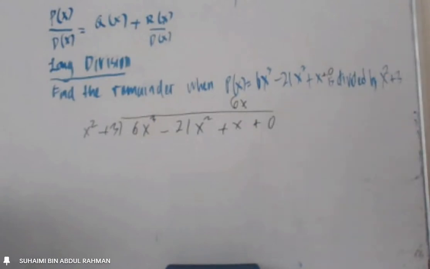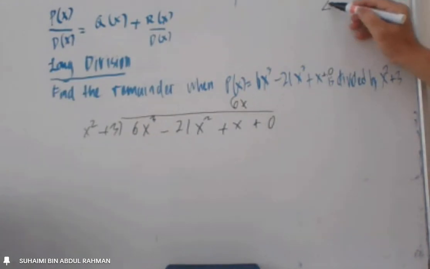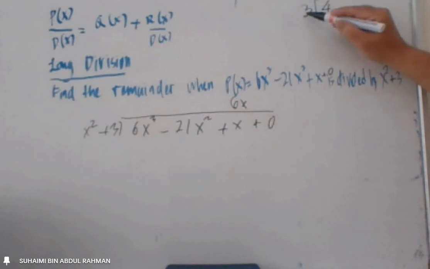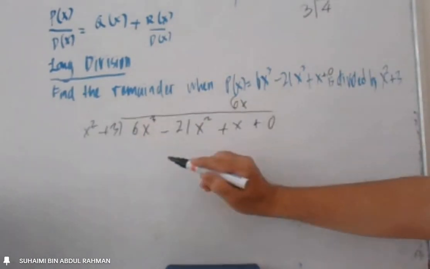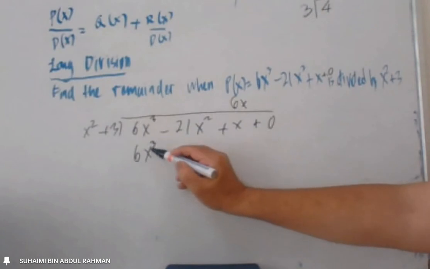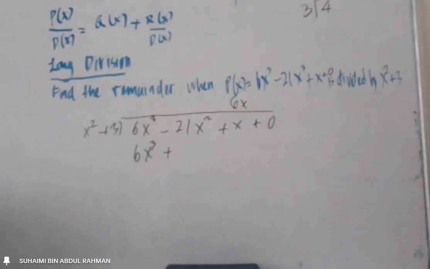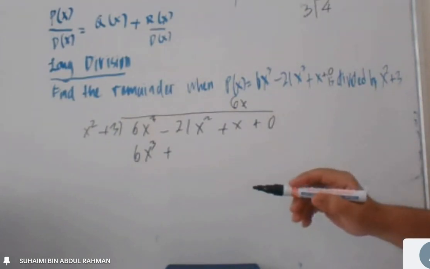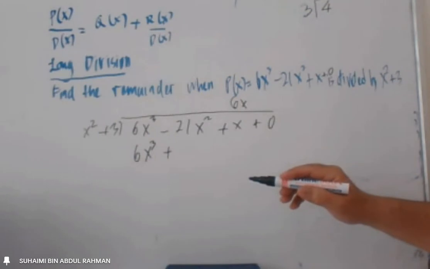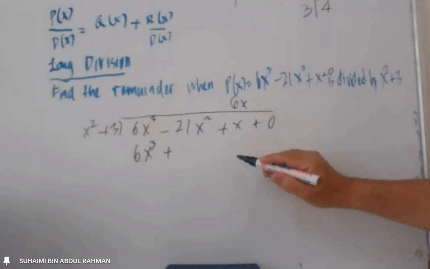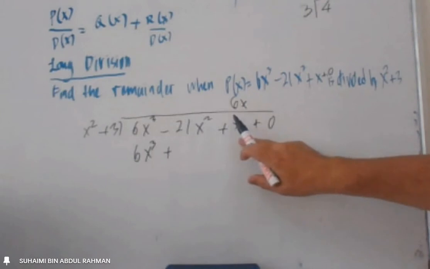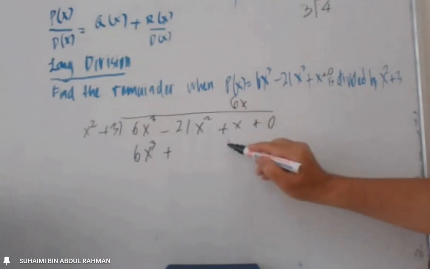Now you multiply, same like real numbers. When you talk about 4 divided by 3, you get 1, and you multiply 1 by 3. So 6x multiplied by x squared gives 6x cubed, plus 3 multiplied by 6x gives plus 18x. But 18x, you have to put in the same column.